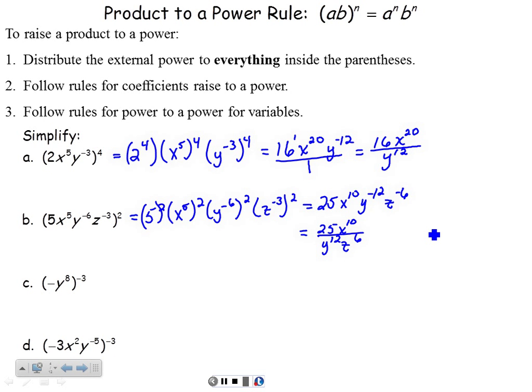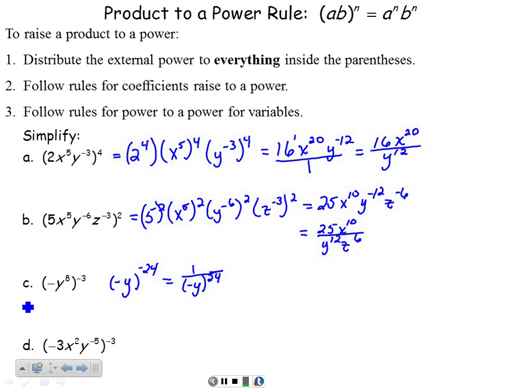Alright, for letter C. Letter C says we're going to take negative y to the 8th, and raise it to the negative 3rd power. And so what we're going to have is negative y to the negative 24, which is going to be 1 over negative y to the positive 24.